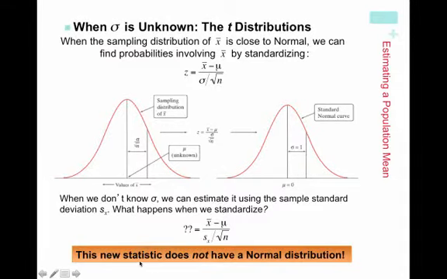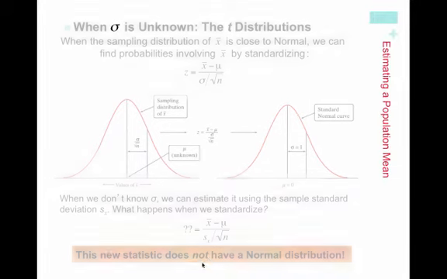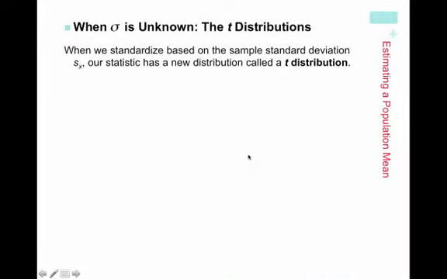Well, what happens is our new statistic isn't normally distributed anymore, guys. And that creates a whole different ball game for us to play with. We are no longer going to be able to use z-scores because z-scores are for normal distributions. If we don't know sigma, we can't use a z-score as our critical value. We have to use something called a t-score.